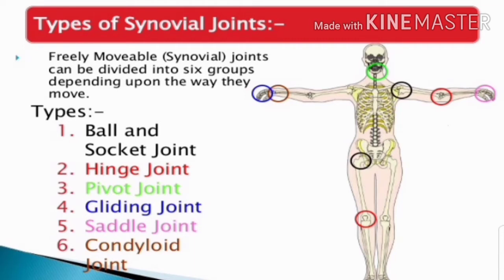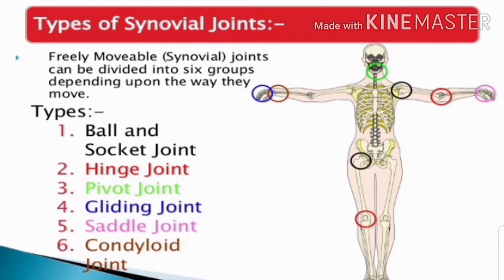The first one is ball and socket joint. The second one is hinge joint. The third one is pivot joint. The fourth one is gliding joint. The fifth one is saddle joint. And the sixth one is condyloid joint. So see here, each type is shown by a different color.